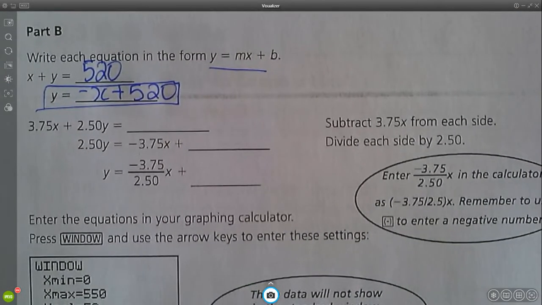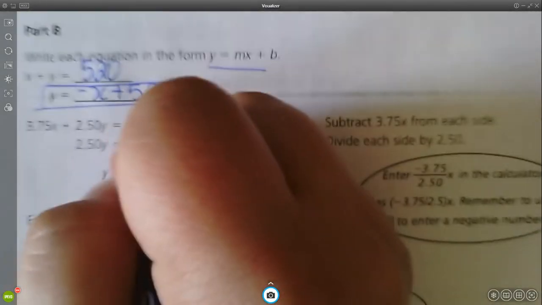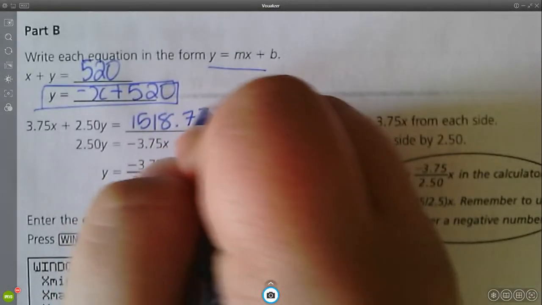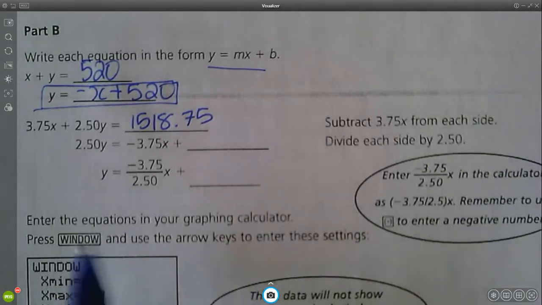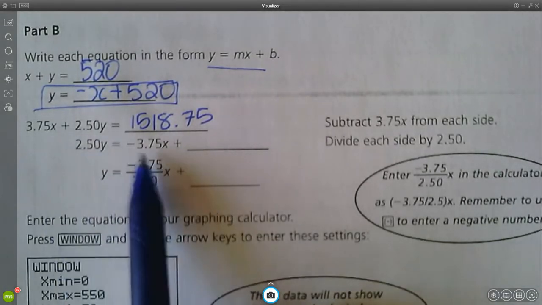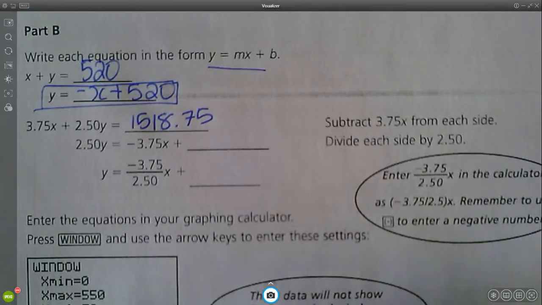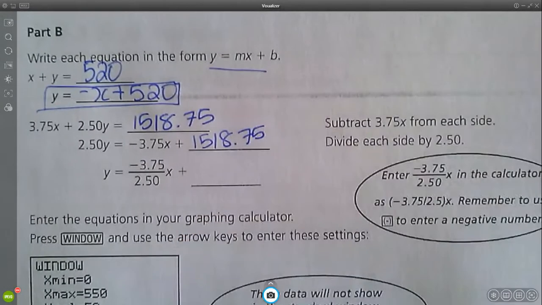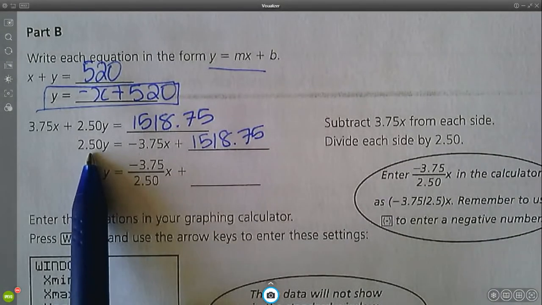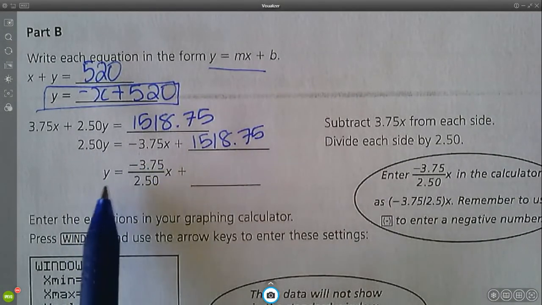The next one's going to take a little bit more work. Put it into slope-intercept form. We had 1518.75 as our total. So if we want to rearrange to put this in slope-intercept form, we have to isolate y. So we have negative 3.75x plus 1518.75. Then to get rid of the 2.50, we have to divide both sides by 2.50.